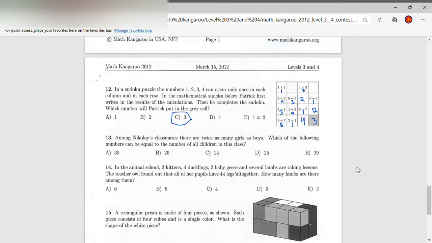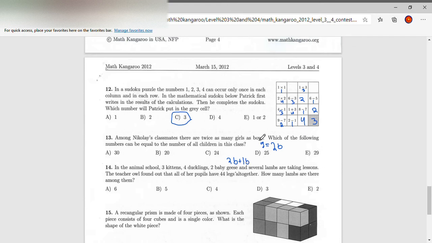13. Among Nicole's classmates, there are twice as many girls as boys. Which of the following numbers can be equal to the number of all children in this class? So there are twice as many girls as boys, which means that girls equal 2B, where B is the boys. That means that all of Nicole's class equals 2B, because I'm substituting the girls for 2B, plus 1B, which equals the boys.